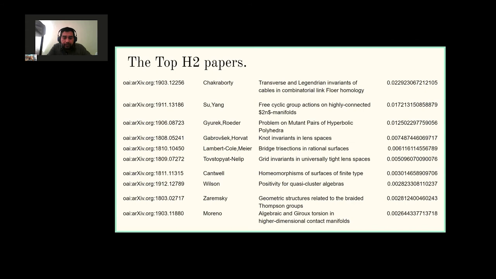But if you take a look at the second bottleneck distance, you have a different list of papers, but you have other papers that are still there, like, for example, Gabrovsek. This one, on invariants in length spaces, is still there.